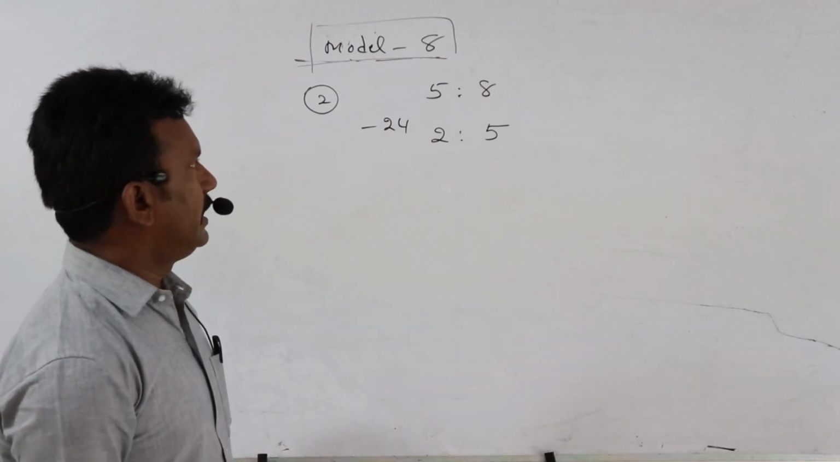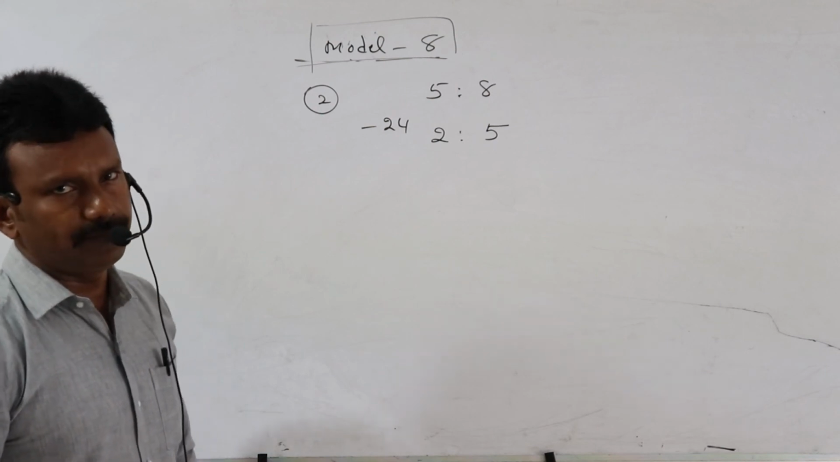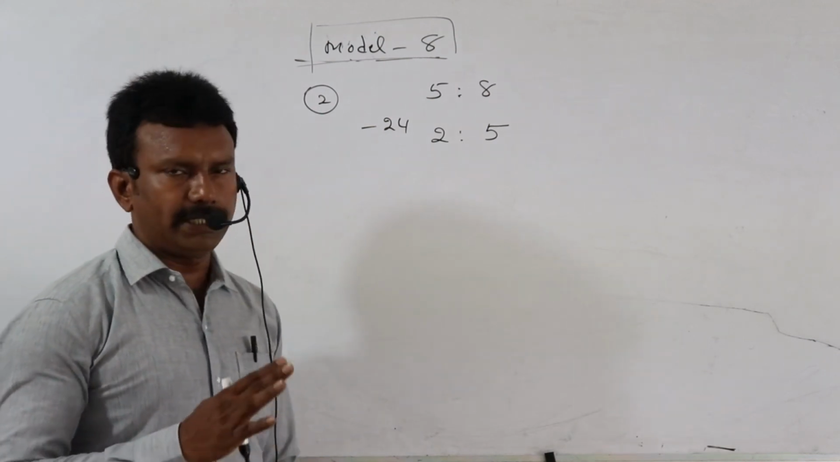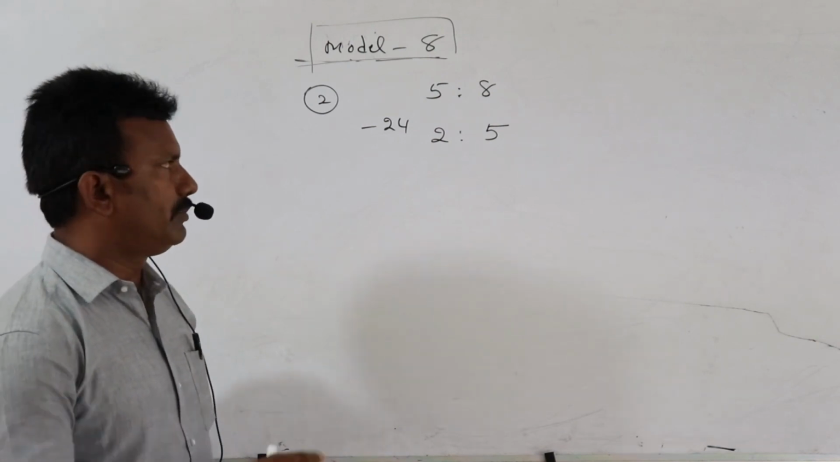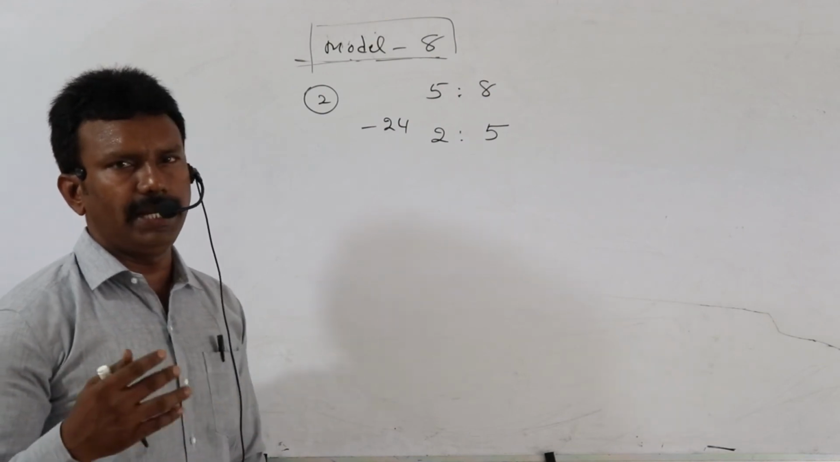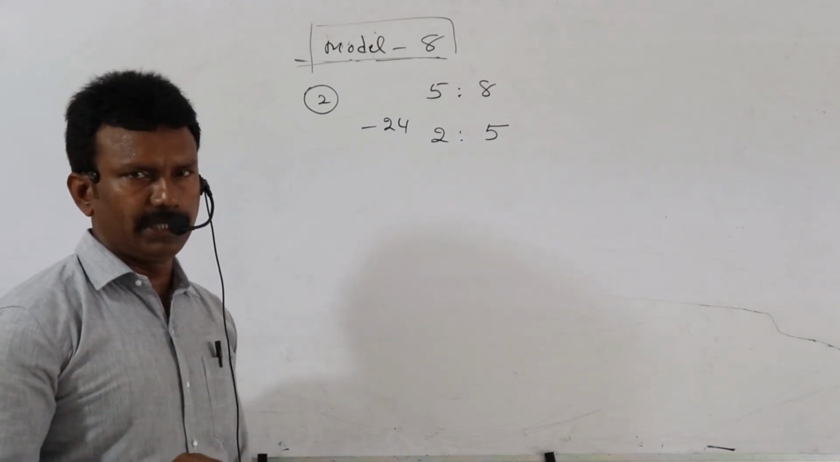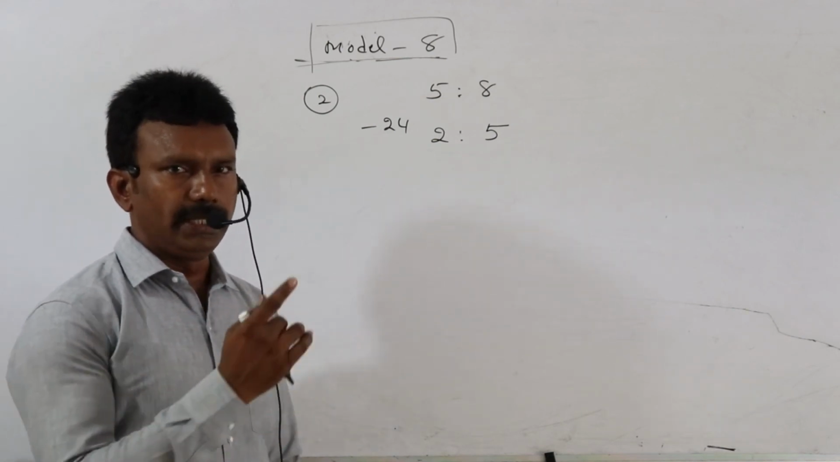Let me repeat the problem first. Two numbers are in the ratio 5:8. 24 is subtracted from each one, then the ratio will become 2 is to 5. Then what is the smaller number? Or we can find the bigger number, the sum of the numbers and the difference of the numbers. So we can write the 4 points easily in this sum.